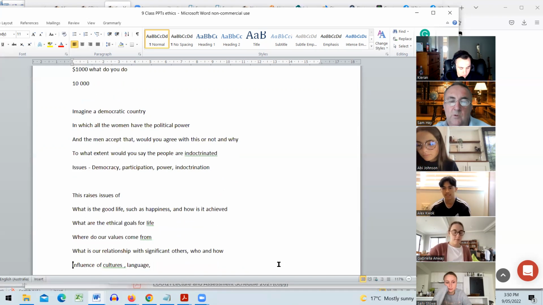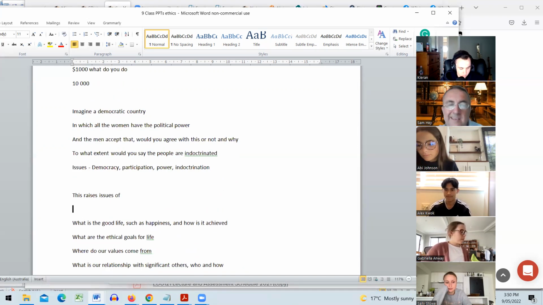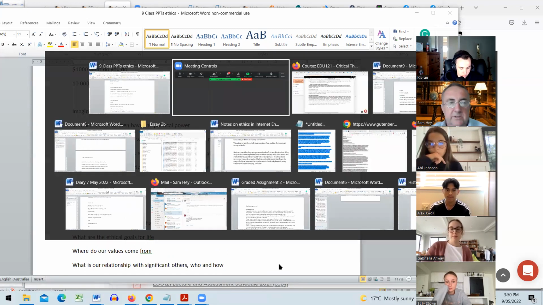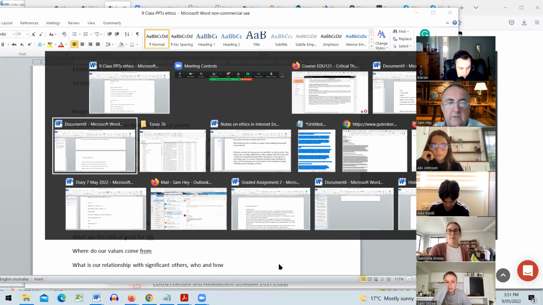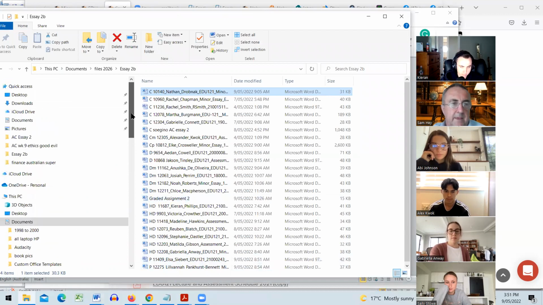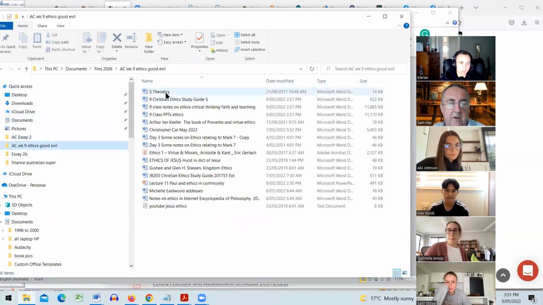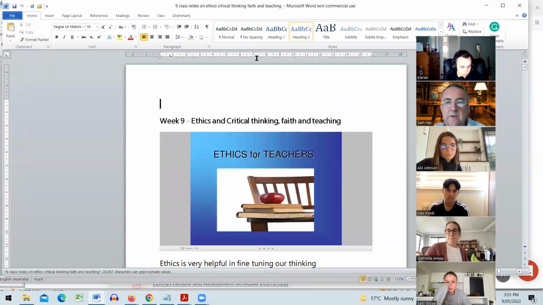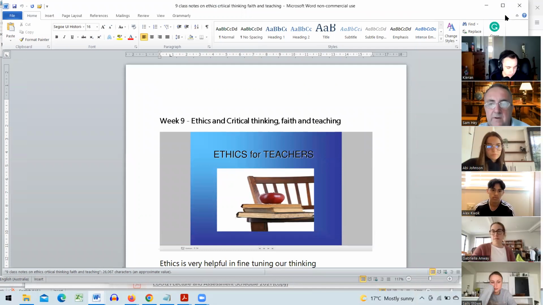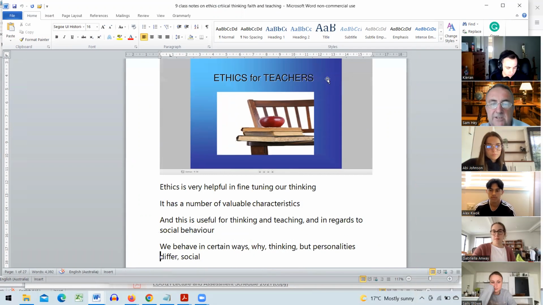This also raises questions as to what is ethics. It raises questions, what is the right thing to do? And it raises questions of how we understand these different ethical ways of behaving and acting and what is the right thing to do. So in terms of how we respond in terms of ethics, a few notes that I've put together on ethics and critical thinking for teachers.